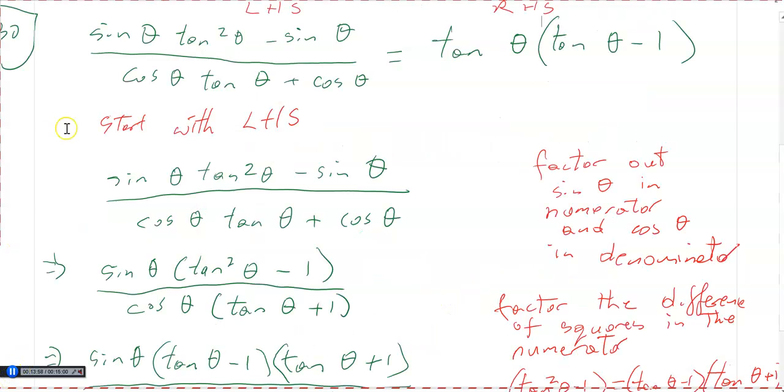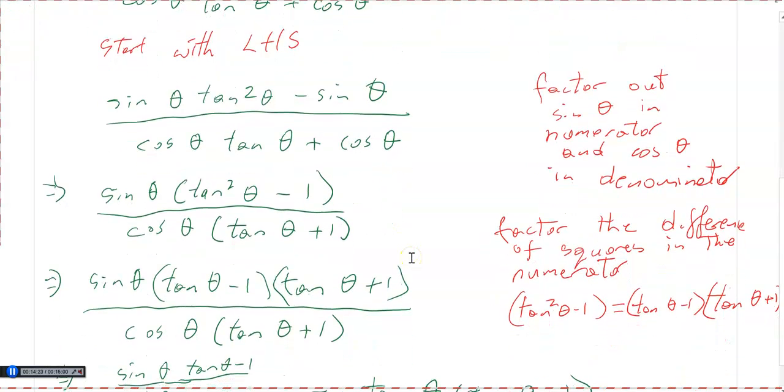So we'll verify an identity: sine theta times tan squared theta minus sine theta, over cos theta tan theta plus cos theta, is equal to tan theta times tan theta minus 1. So we begin with the left hand side. If we factor sine theta in the numerator and cos theta in the denominator, we're left with sine theta times tan squared theta minus 1, over cos theta times tan theta plus 1.